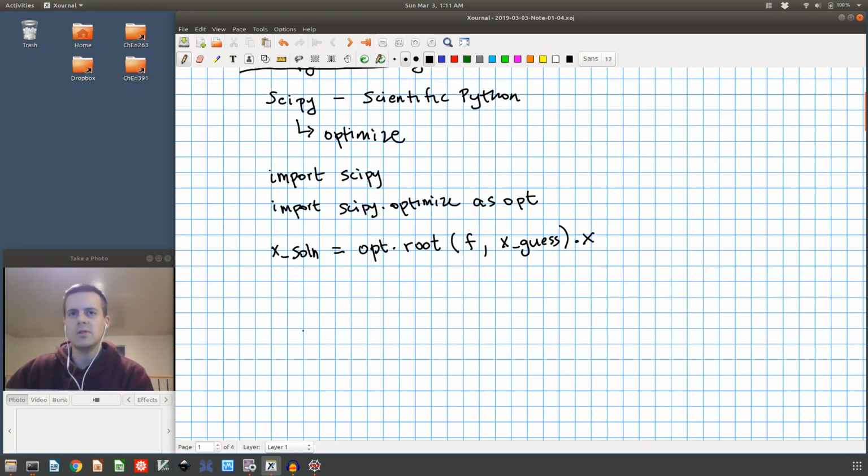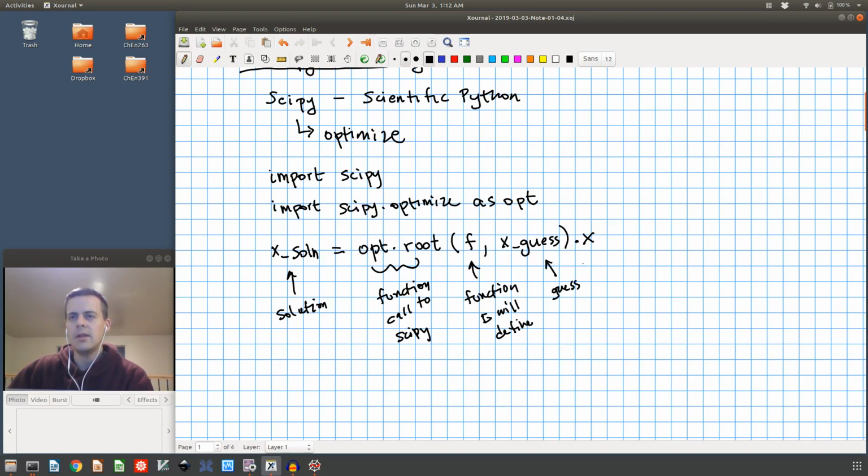So let me explain what each of these are. This is the solution I'm looking for. That's the function call to SciPy. f here is the function I will define. And x_guess is my guess value. And then this .x will tell me that I want the solution part.